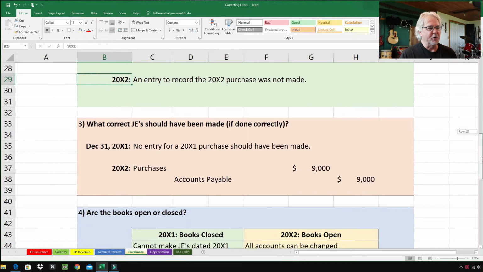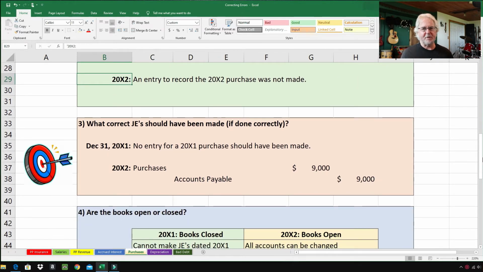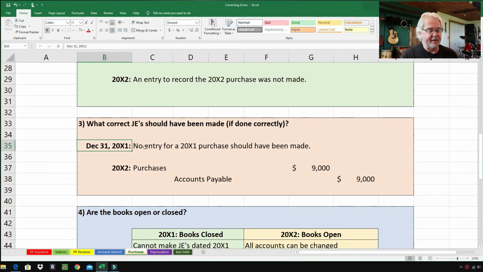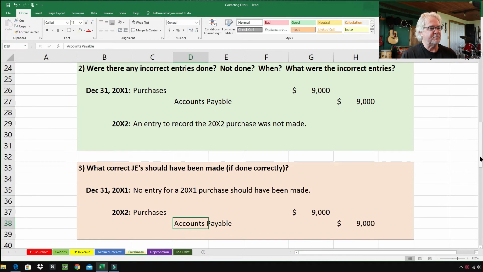Now, step number three, what should have been done? Now, the reason why I do step number three is because I want to know what I'm aiming for. What am I trying to achieve here? What should the books really look like? And so here is what should have been done if the bookkeeper would have made proper entries. So on December 31st, 2001, no entry should have been made at all. It was not a 2001 purchase. And in 2002, they should have debited purchases and credited accounts payable for $9,000. So the bookkeeper actually did the right entry. It was just in the wrong year. So we've got to fix things.